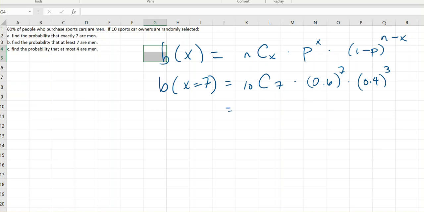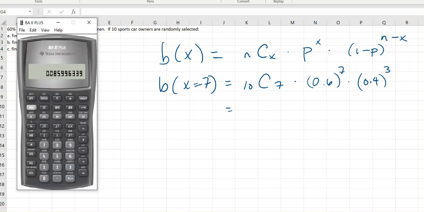So we can use our calculator. So I'll bring the calculator up here. And we can use the calculator to compute all of this. 10 choose 7. 10, second function, choose 7 equals. That's 120. I won't write it down. I'll just store it. Store 1. The next one is 0.6 to the power 7. 0.6 exponent 7 equals 0.0279936. Store 2. The last one is 0.4 exponent 3. And that's 0.064. Store 3.